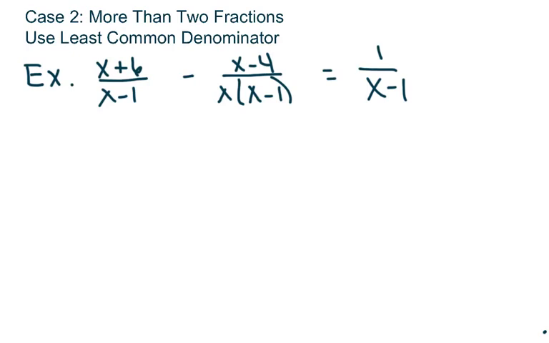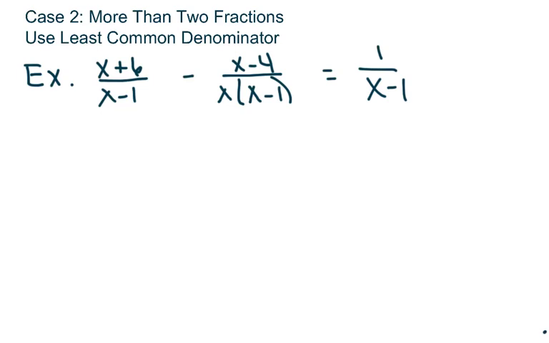Okay, so here's the second case. So notice we have more than two fractions going on. So on the left side of the equals, we have two fractions being subtracted. On the right side, we have another fraction. So these are kind of, I think, the most difficult ones you can do.